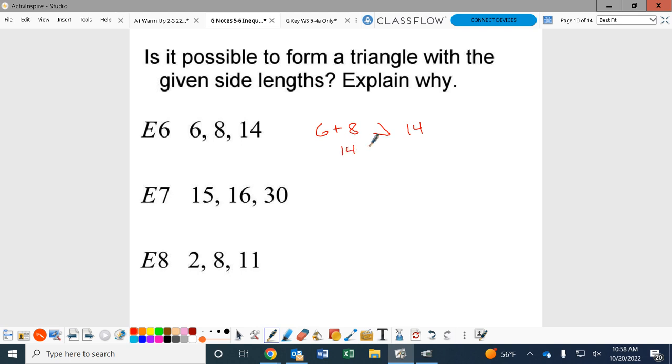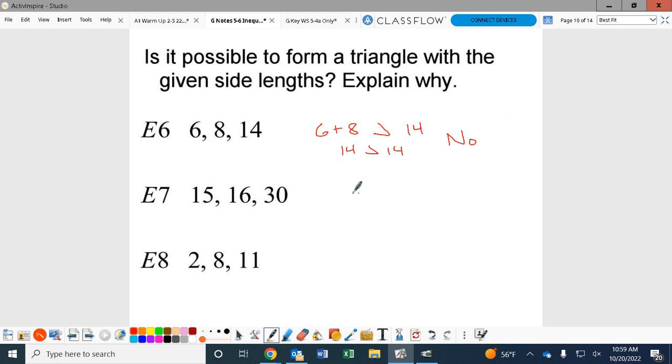14 has got to be greater than 14. Is 14 greater than 14? No. It's equal. It's not greater than. So the answer would be no. Basically, that'd be 2 lines that are exactly the same length right on top of each other. You wouldn't have space for a triangle.